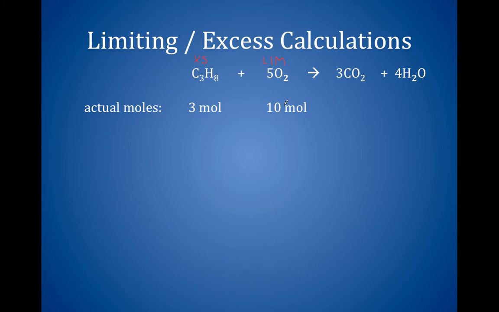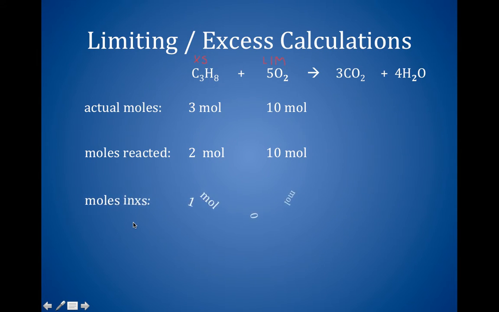Now, looked at another way, if I take 10, multiply by 1, divide by 5, I only use up 2 moles of the propane. So either way, we can tell the propane should be excess. So our moles reacted are 2 moles of propane, and we're saying that all of the oxygen is going to be gone. So now we just subtract 10 minus 10 is 0. That makes sense. No limiting left. And we have some excess left over. So there's how we say moles in excess in chemistry land. And we have 1 mole of propane left over.